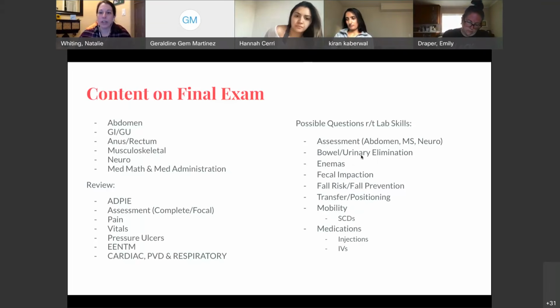So bowel and urinary elimination, enemas, fecal impaction, fall risk and fall prevention, transfer and positioning, mobility and SCDs, medications. I have medications here, IVs and injections, and I have a slide on it, but she said that apparently that's not something you guys really cover. I thought I had seen something on Canvas, so we'll just glide over that, but you guys are welcome to take a screenshot of that slide just so you know what's coming up in the next class too.